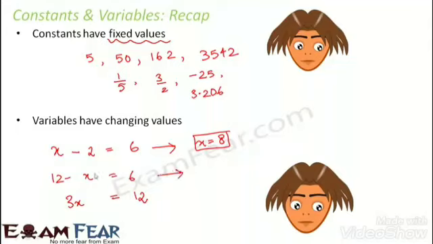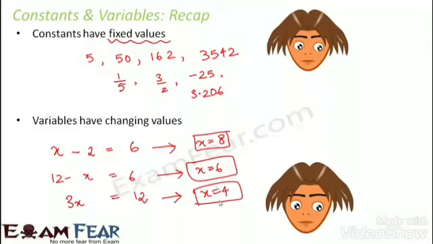Similarly, when you find the value of x in this equation, you see that the value of x here is 6. When you put x equal to 6, 12 minus 6 is 6. In the third equation, the value of x is 4. When you put x equal to 4, 3 into 4 is 12. So x is equal to 4.